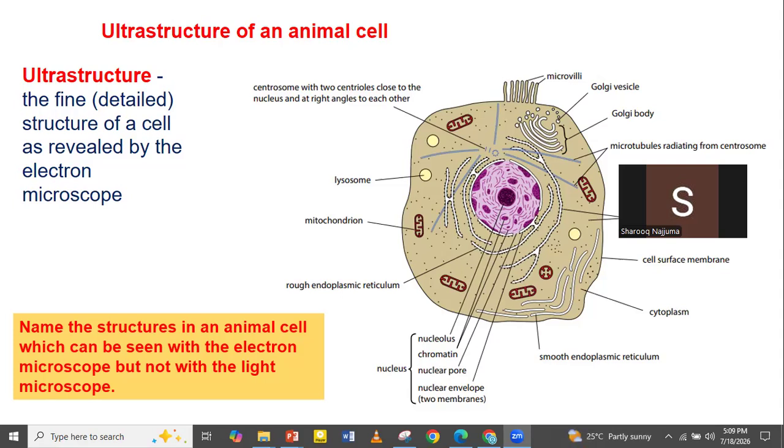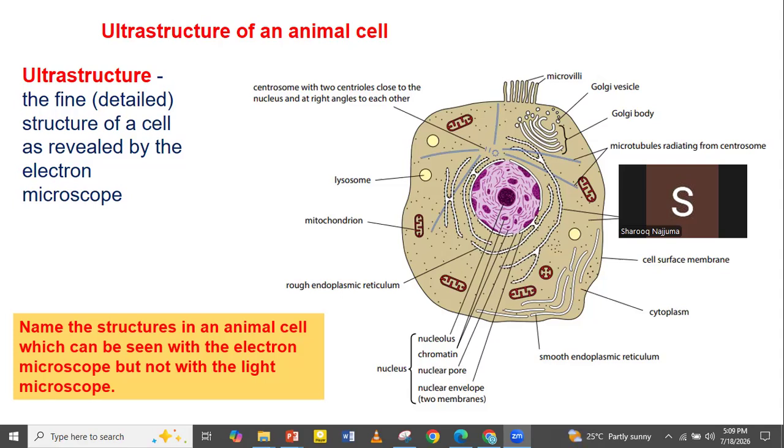Earlier we learned how to use microscopes. We looked at the light microscope and an electron microscope. And in today's lesson, we are going to concentrate on the ultrastructure of a cell, the ultrastructure of an animal cell, and the ultrastructure of a plant cell.